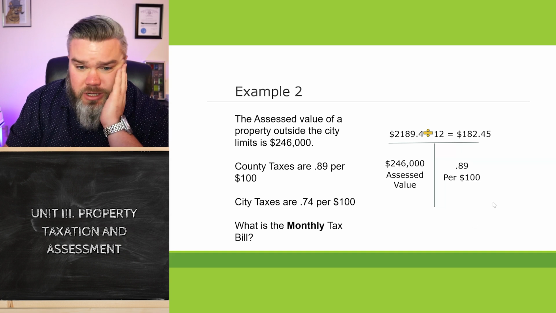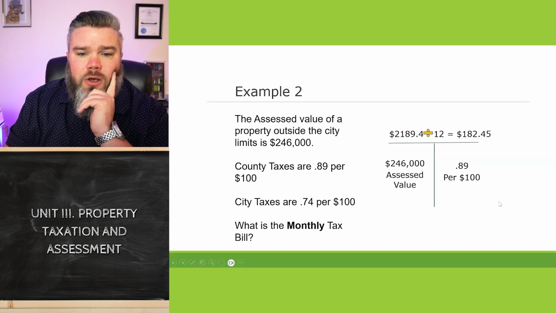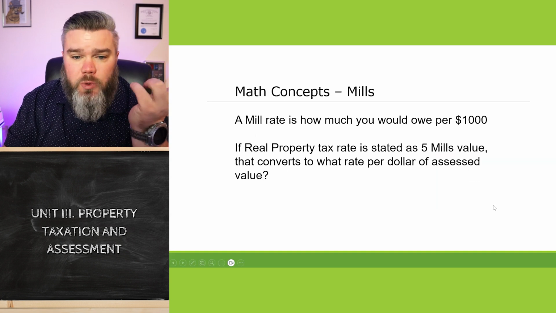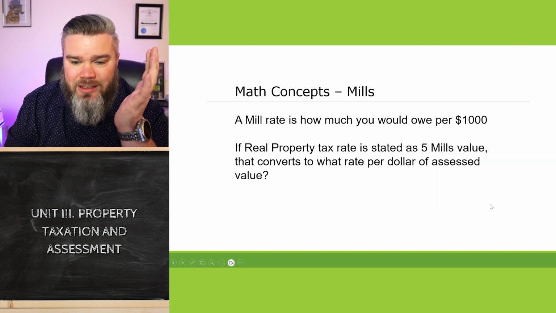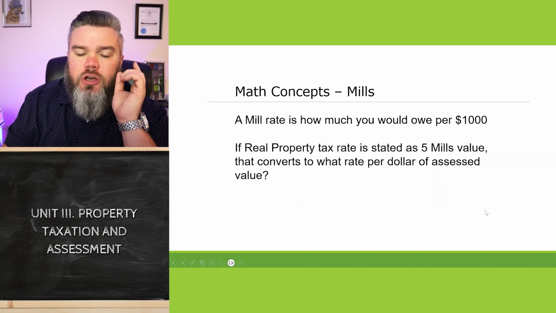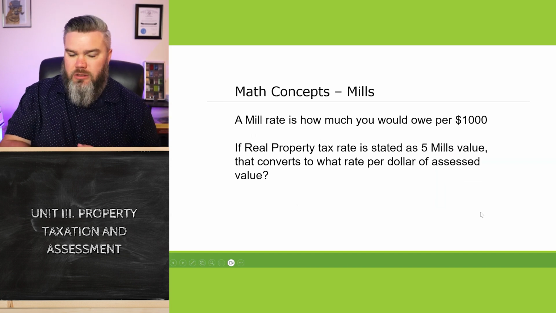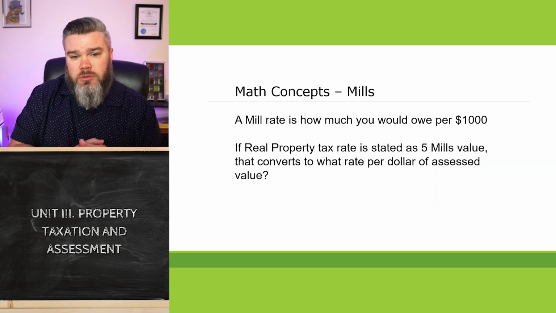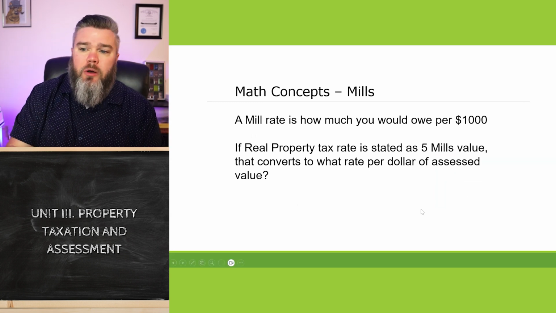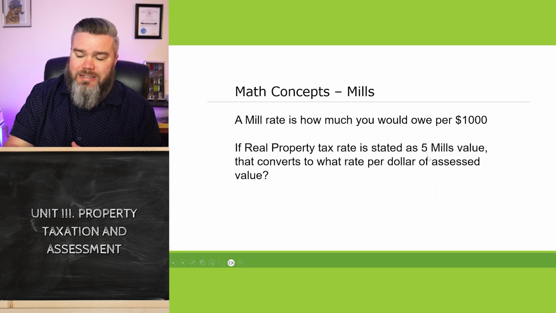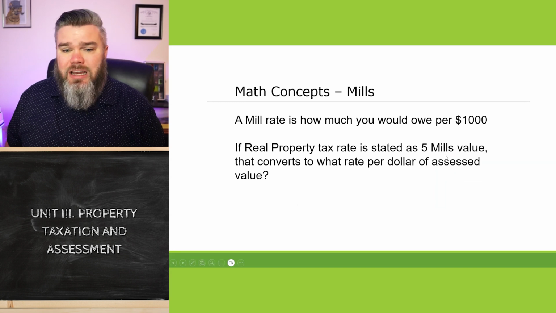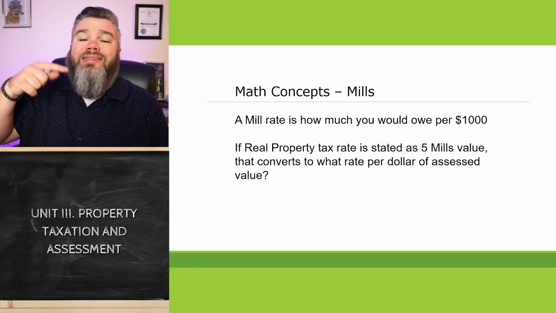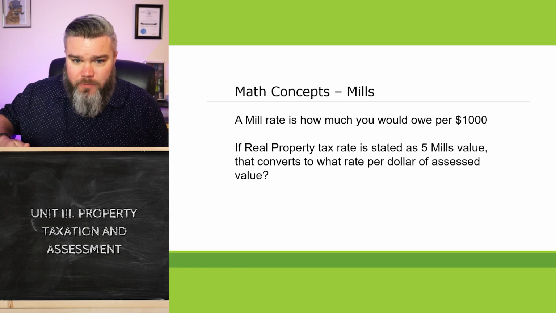Now, here's where Lena was getting at, folks. North Carolina, we use a per 100 rate. Some other states will use what is called a mill rate. Don't panic. A mill rate is just per 1,000. That's the only difference. Even though it's called mills, it's per 1,000. So if I was to say the real property tax rate is 5 mills, what that is stating is you owe the tax assessor $5 per $1,000 of assessed value.